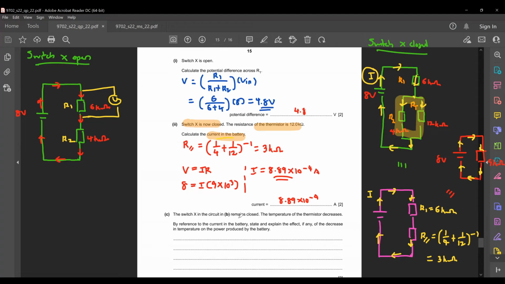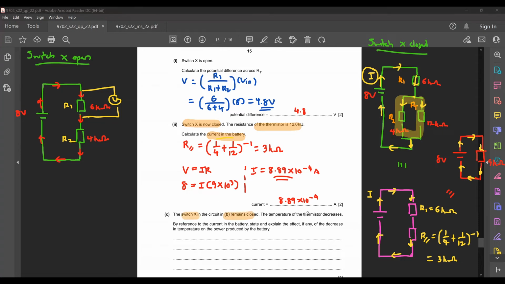Now, switch X in circuit B remains closed. The temperature of the thermistor decreases. By reference to the current in the battery, state and explain the effect, if any, of the decrease in temperature on the power produced by the battery.